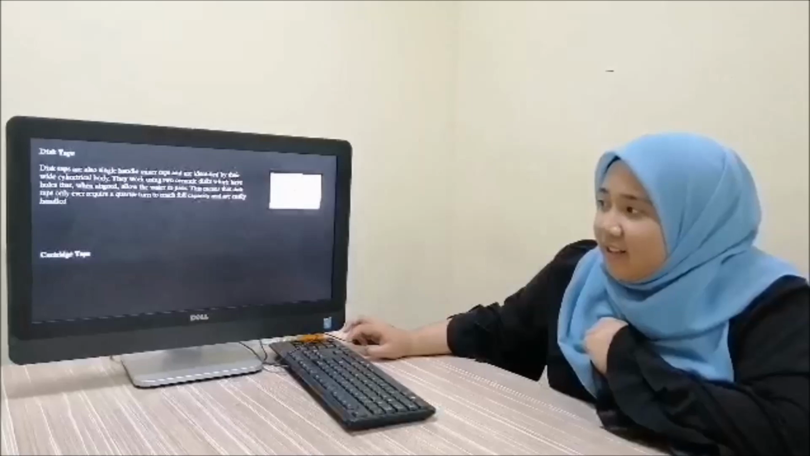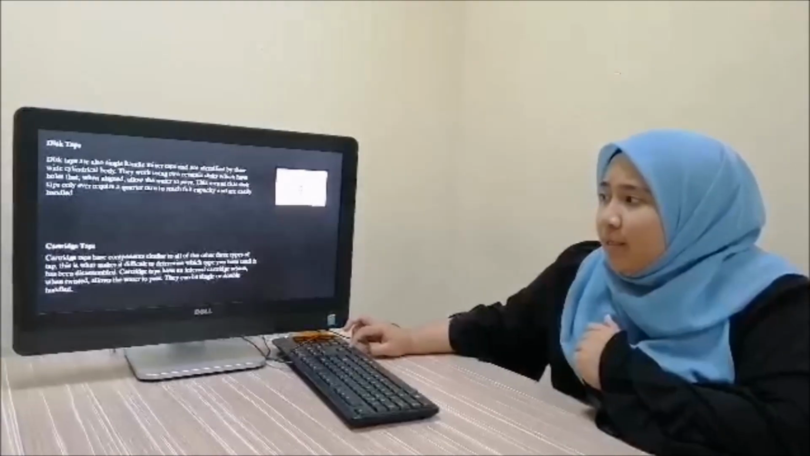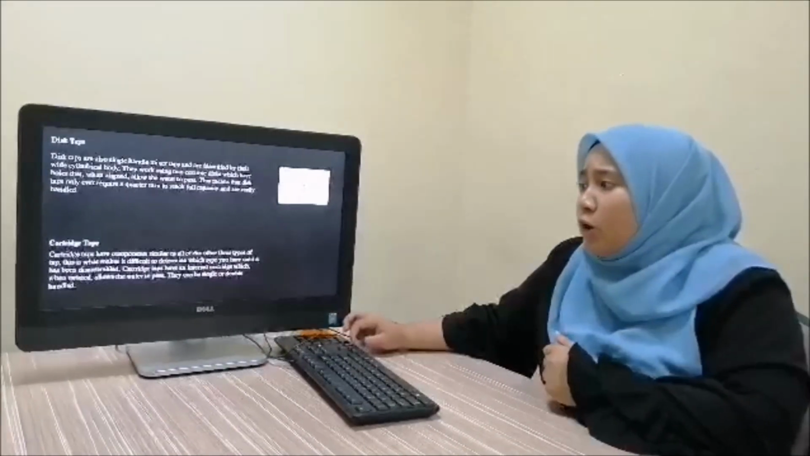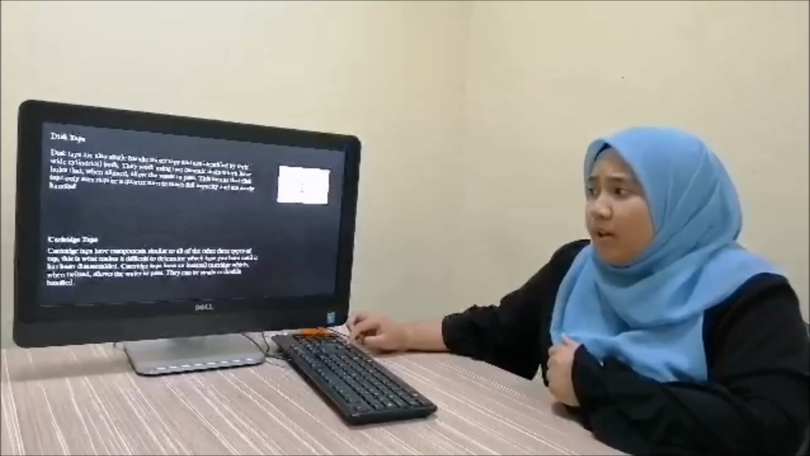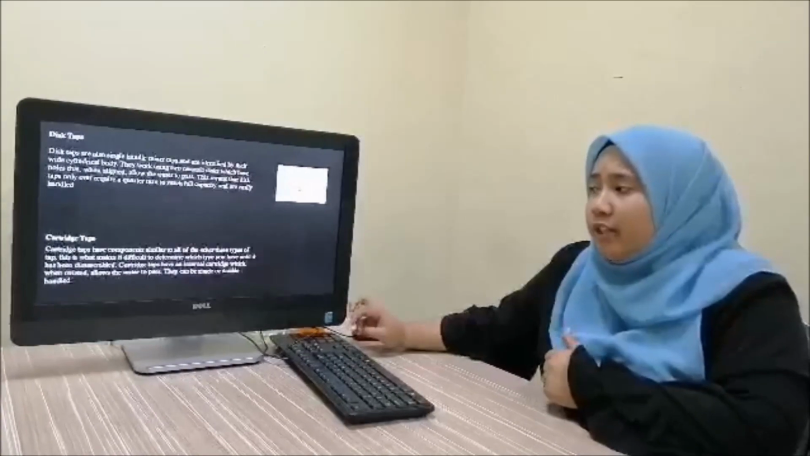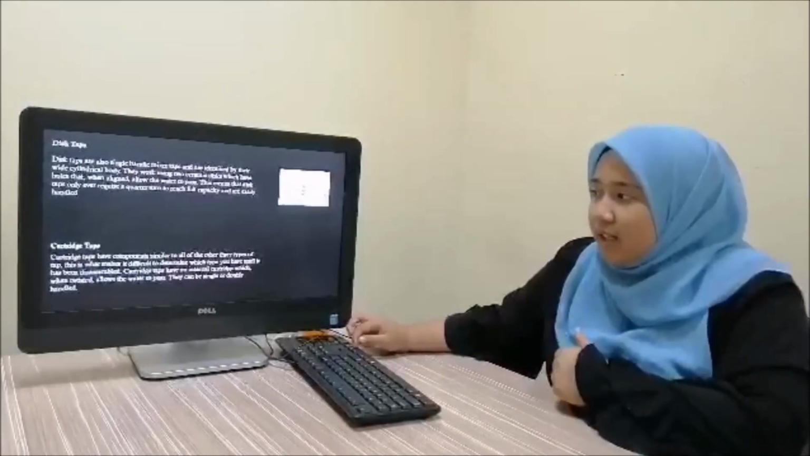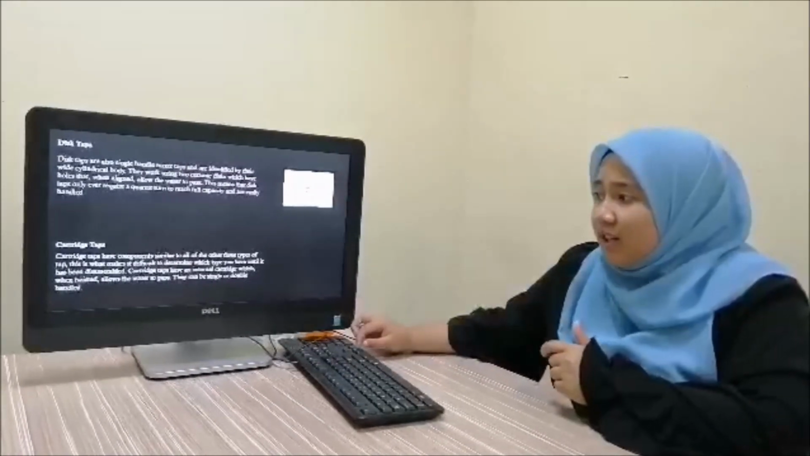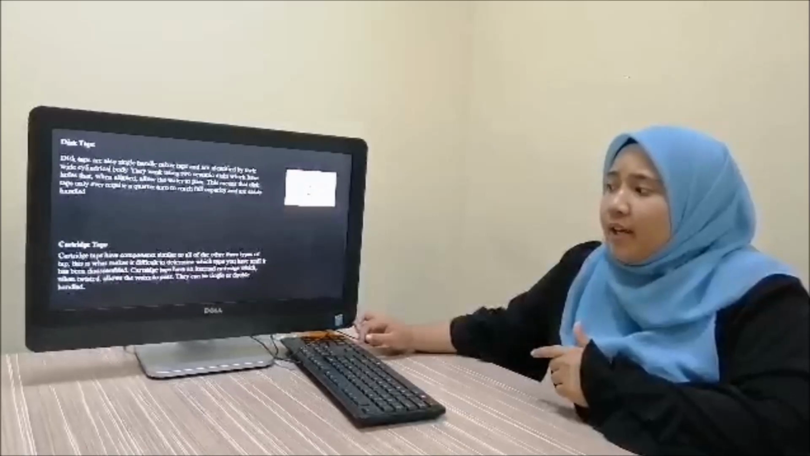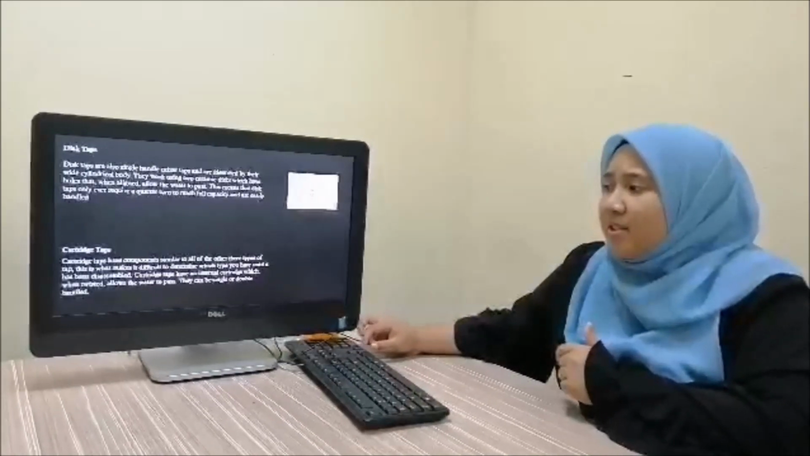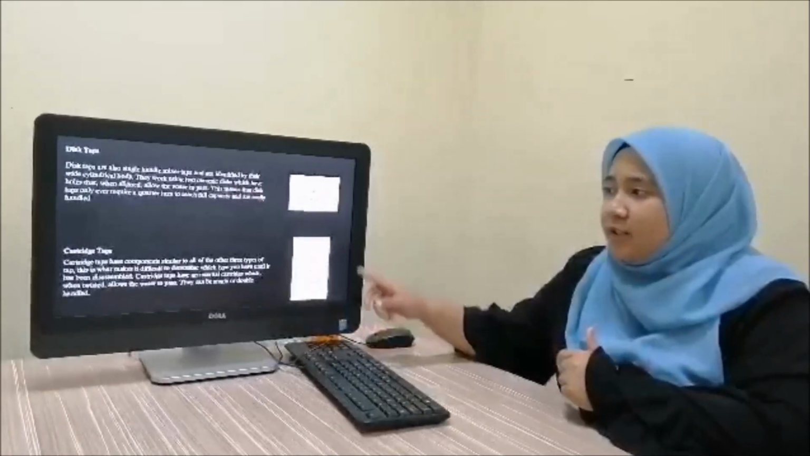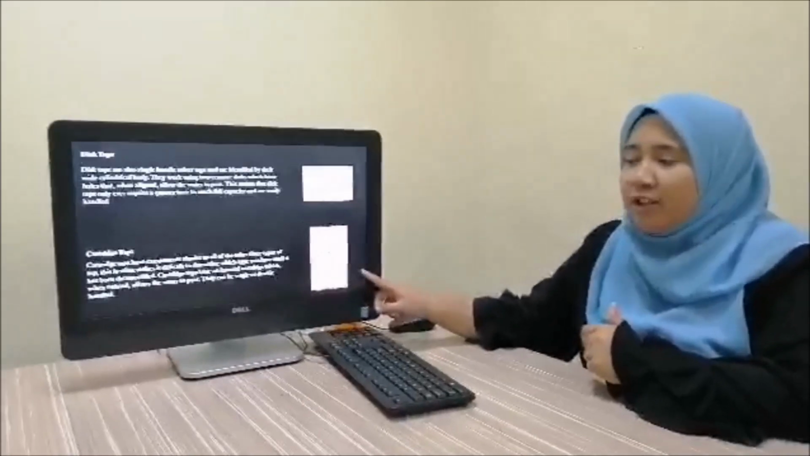Next one is the cartridge tap. Cartridge taps have components similar to all the other three types of tap. This is what makes it difficult to determine which tap you have until it has been disassembled. Cartridge taps have an internal cartridge which, when twisted, allows the water to pass. They can be single or double-handed. This one is the picture for cartridge taps.